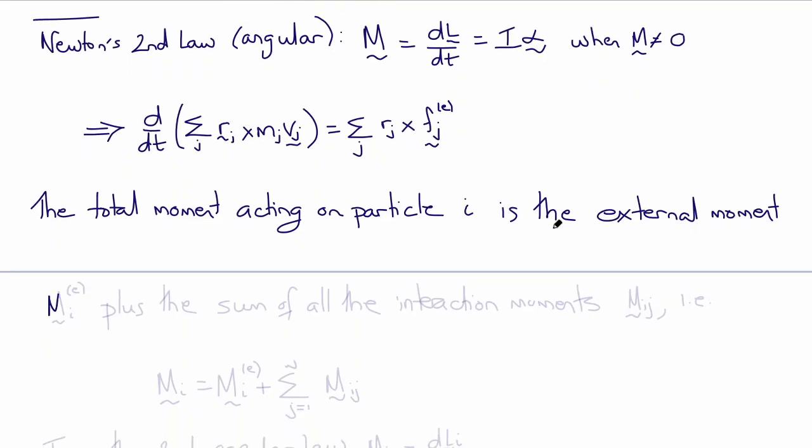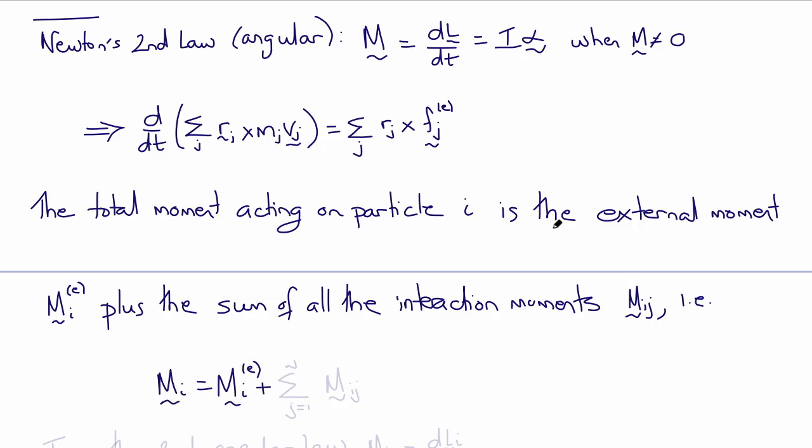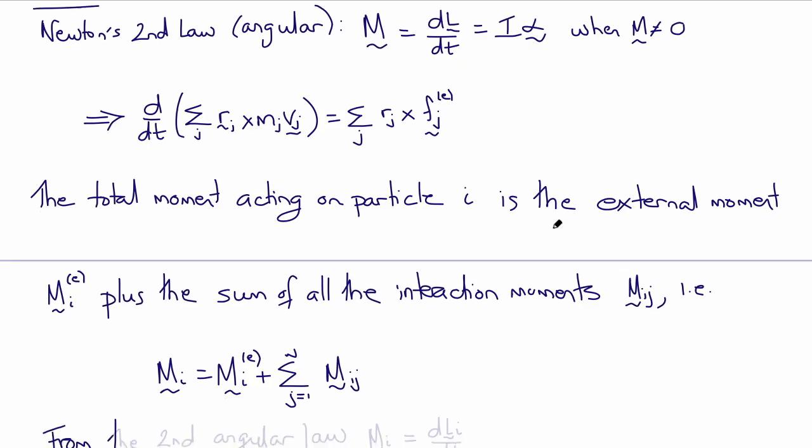their lines of action have position vectors rj. The total moment acting on particle i is the external moment, Mi external, plus the sum of all the interaction moments, Mij. So therefore, Mi, the moment acting on particle i, is Mi external plus the sum of the interaction moments from j equals 1 to n of Mij.